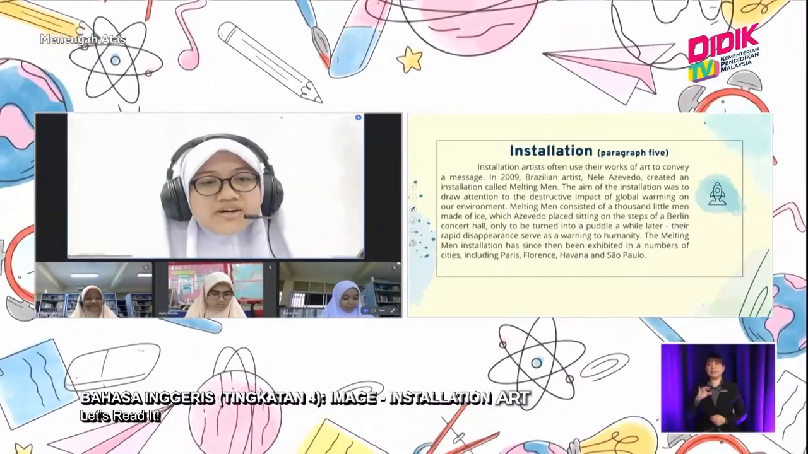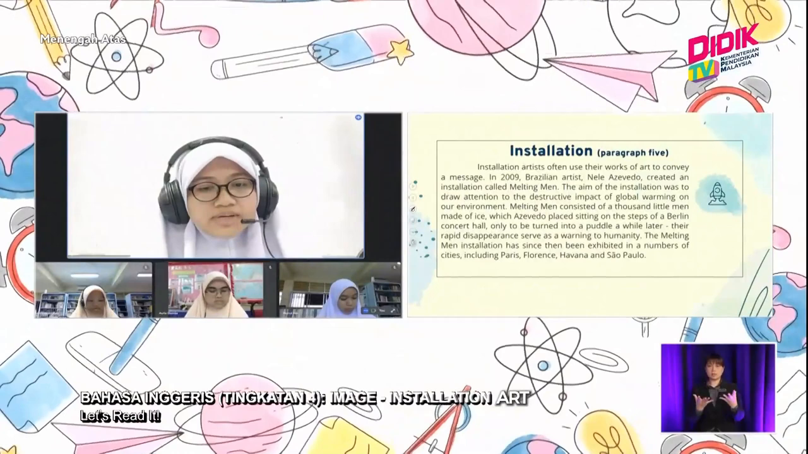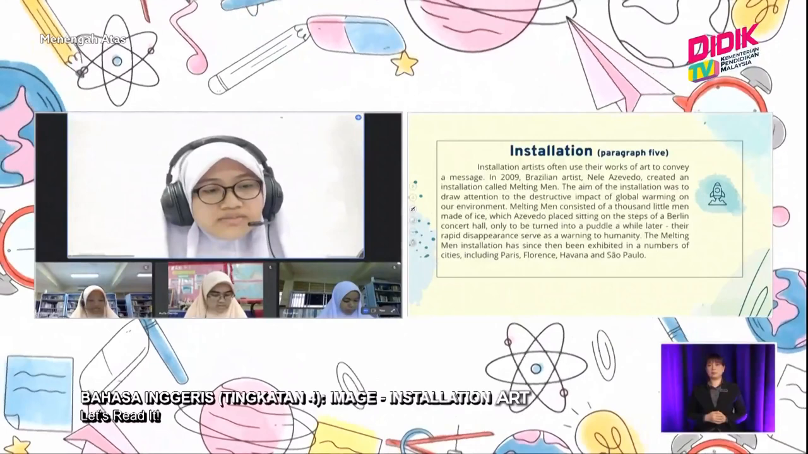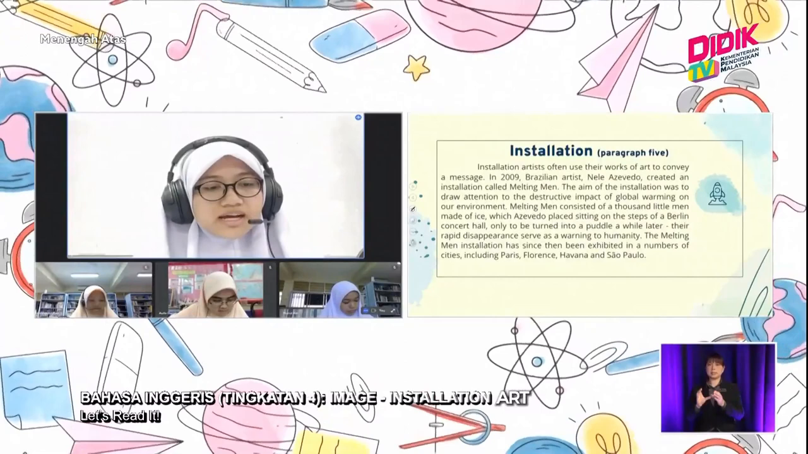Installation artists often use their works of art to convey a message. In 2009, Brazilian artist Nele Azevedo created an installation called Melting Man. The aim of the installation was to draw attention to the destructive impact of global warming on our environment. Melting Man consists of 1,000 little men made of ice, which Azevedo placed sitting on the steps of a Berlin concert hall, only to be turned into a puddle a while later. Their rapid disappearance serving as a warning to humanity. The Melting Man installation has since been exhibited in a number of cities, including Paris, Florence, Havana, and Sao Paulo.